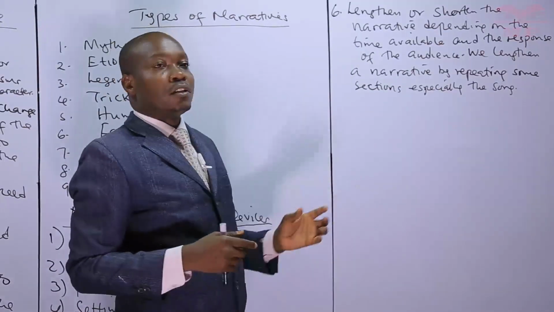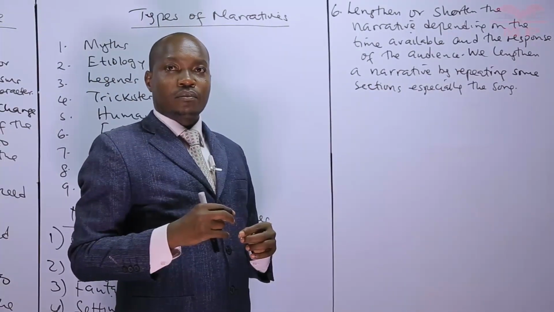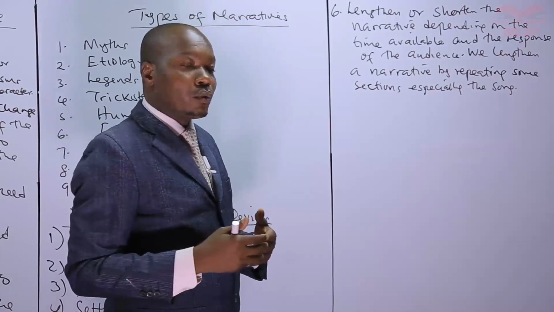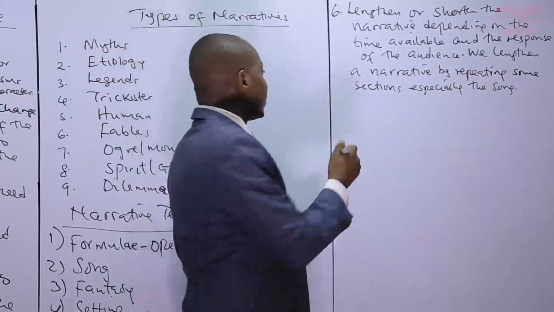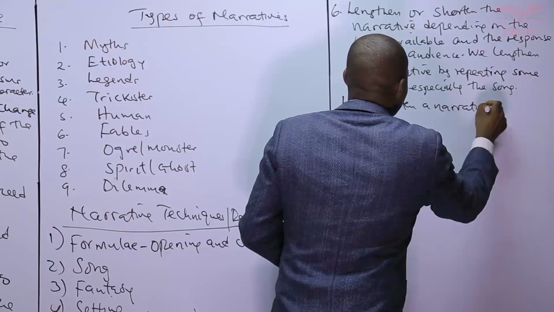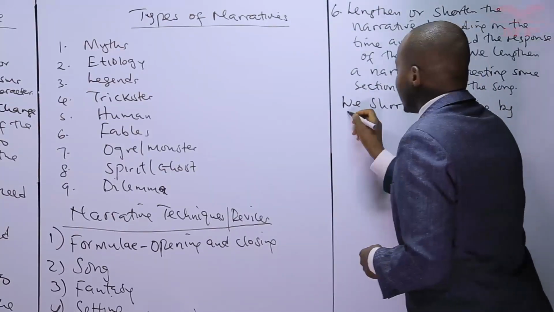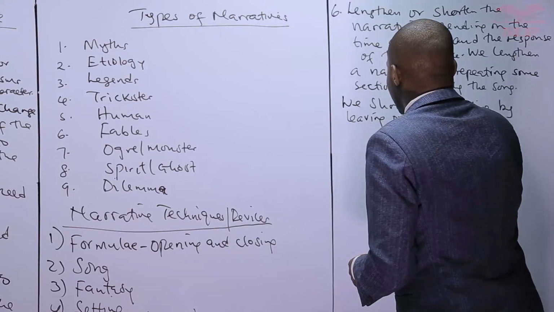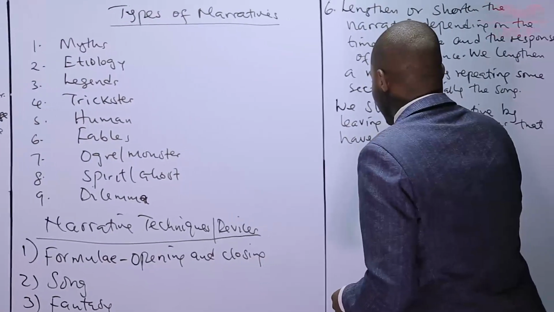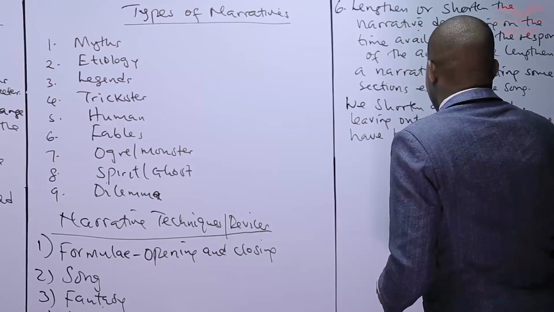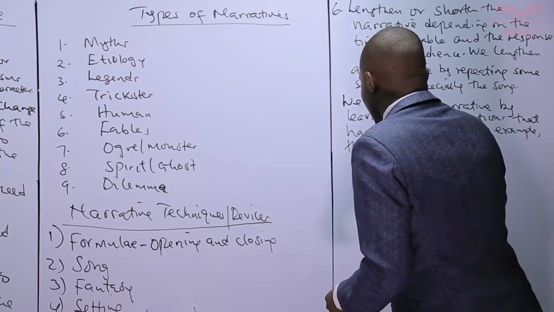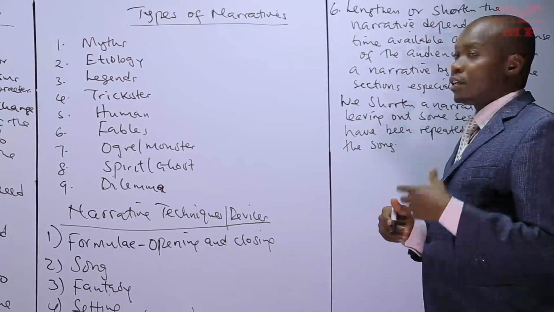Or you can shorten the narrative. And how do you shorten a narrative? By removing the song. In case there is a song in that narrative and it's repeated twice or thrice, you can sing it only once. So we shorten a narrative by leaving out some sections that have been repeated, for example, the song. So that's a performance feature.